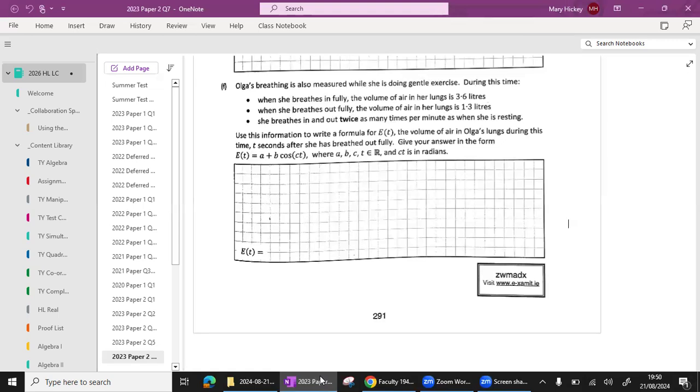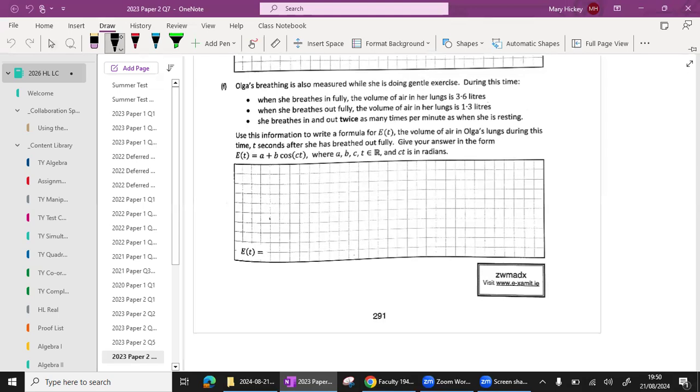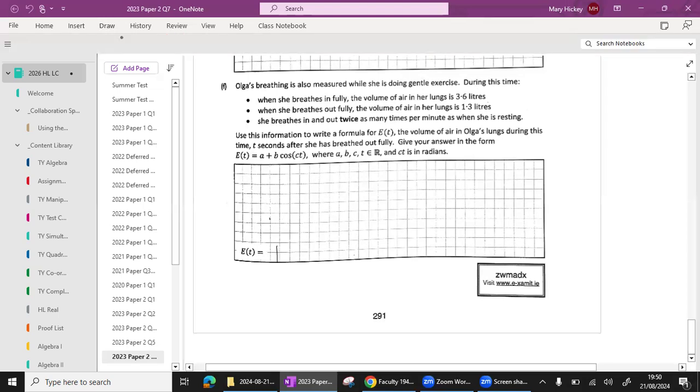Use this information to write the formula for the volume of air in Olga's lungs during this time, t seconds after she has breathed out fully. Give your answer in this form. Okay, so we're using the same basic idea. It's when she's breathing out, so we're going to have the same shape graph. So we're going to have a value for A, minus a value for B, and we're going to have cos, and obviously a value here as well.